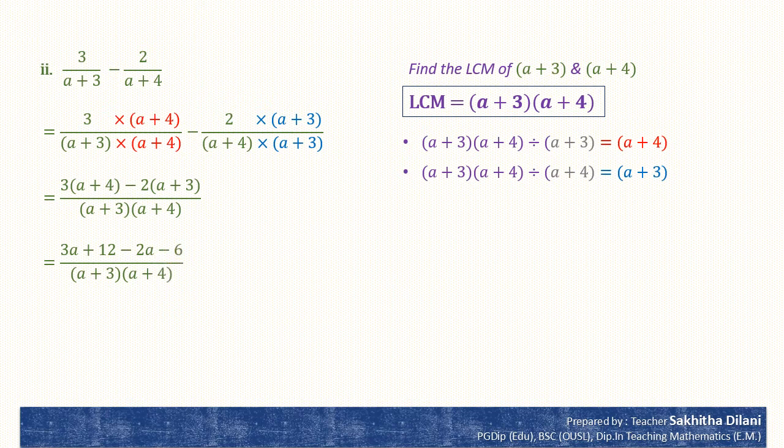Now you can simplify the like terms. 3a minus 2a, that is a. Plus 12 minus 6, that is plus 6. So the final answer is a plus 6 over a plus 3 into a plus 4. You can't simplify this further as there are no common factors.